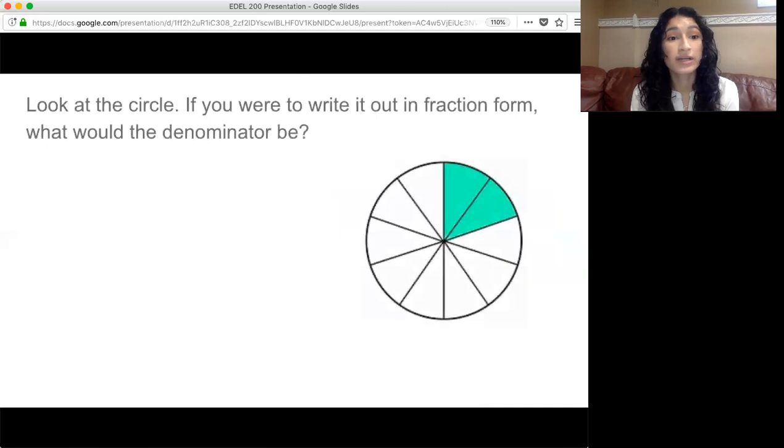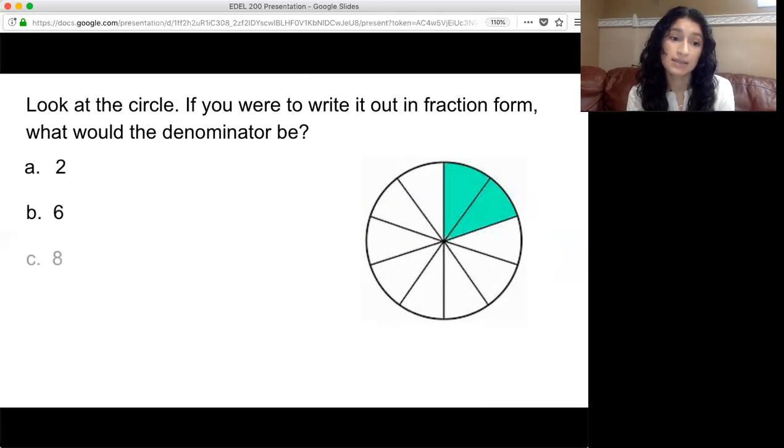All right, so look at the circle. If you were to write it out in fraction form, what would the denominator be? 2, 6, 8, or 10? I'll let you count those for the denominator.